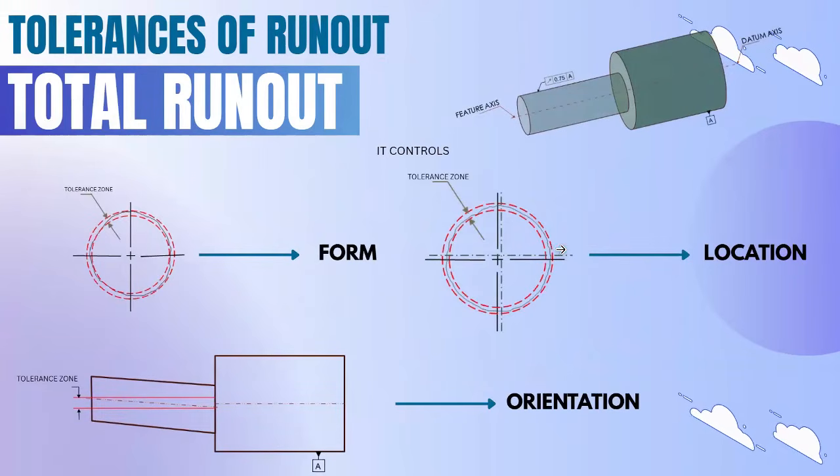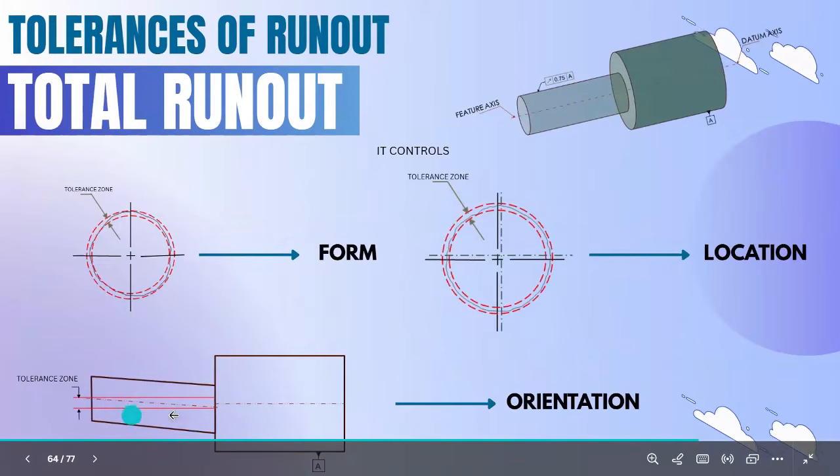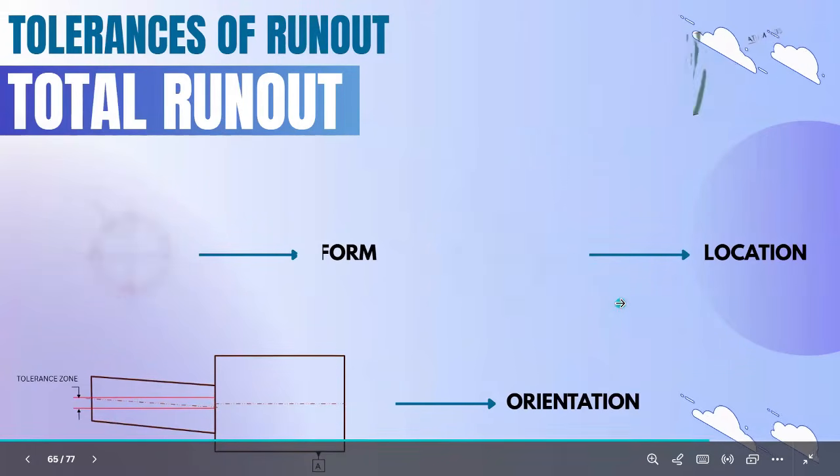So it controls the form of the feature and the location. It will control the location offset as well as orientation. If the feature is tapered, then it should lie within this zone. So these three parameters will be controlled by total runout.